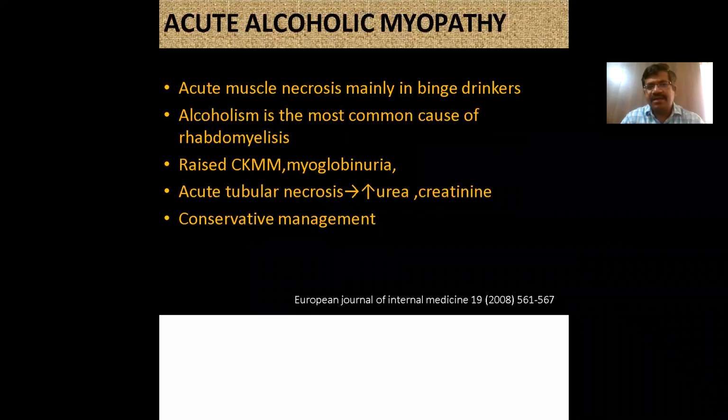And myopathy, alcoholic myopathy, as you know, muscle issues very prominently occur. It also takes off the muscle mass in the body. So acute muscle necrosis occurs because of being drinkers, and also rhabdomyolysis. This is a dissolution of muscle, and also raised CK-MM, creatine kinase from skeletal muscles, and myoglobinuria is commonly seen.